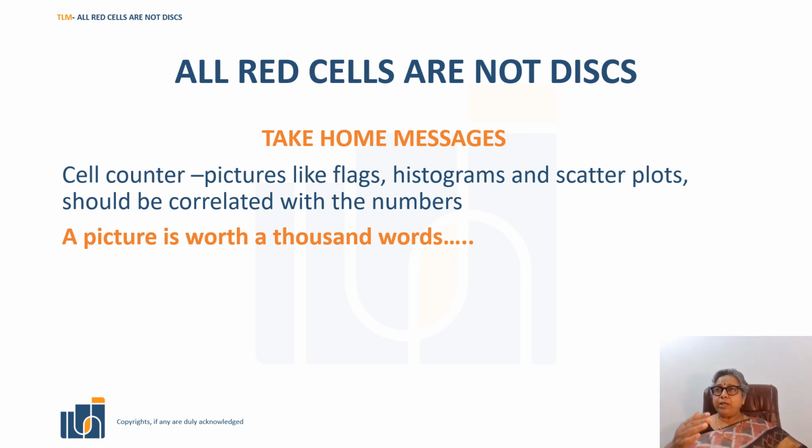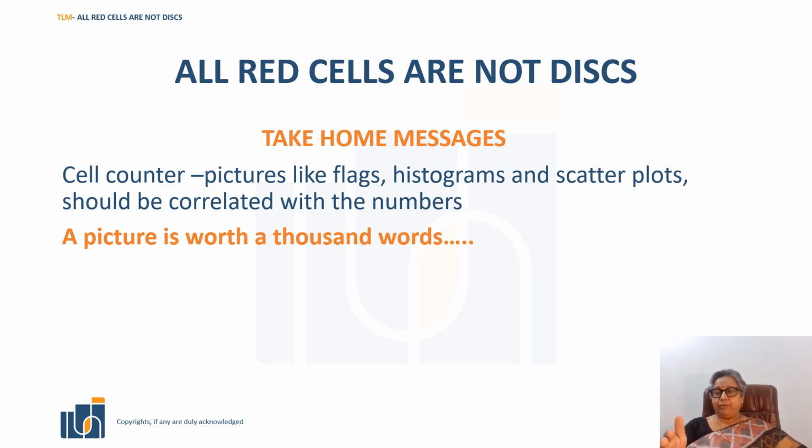So it's important that we look at the cell counter, we look at the histograms, look at the flags, look at the scatter plots if any, and then correlate it with the numbers that are there. The numbers are not running away. All you have to do is get your fundamentals right, make a checklist, know what you're looking for, and then go and look for it.